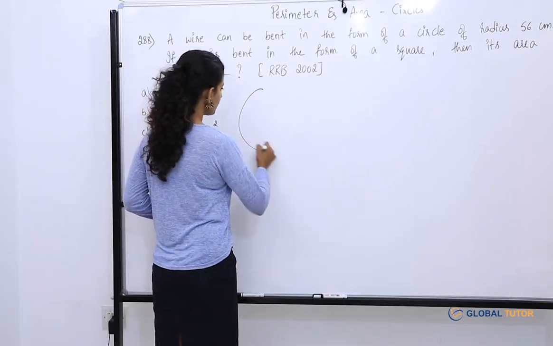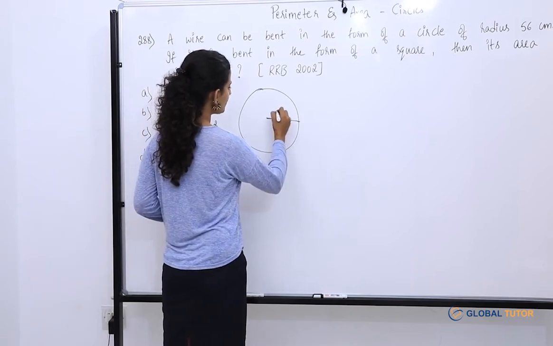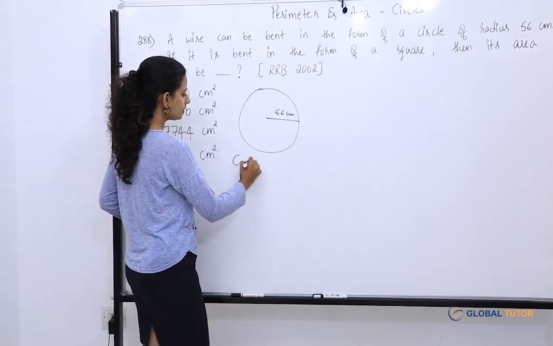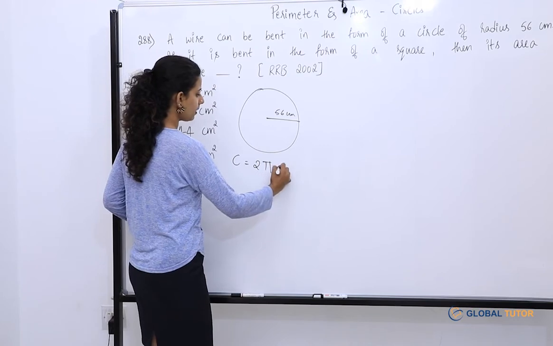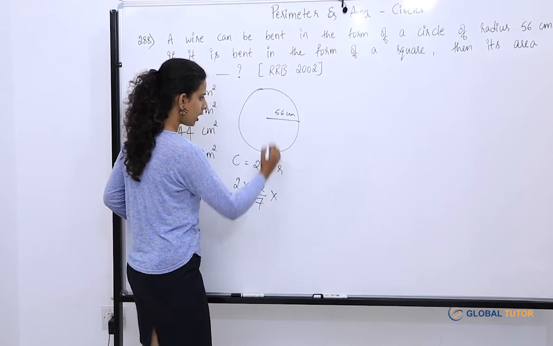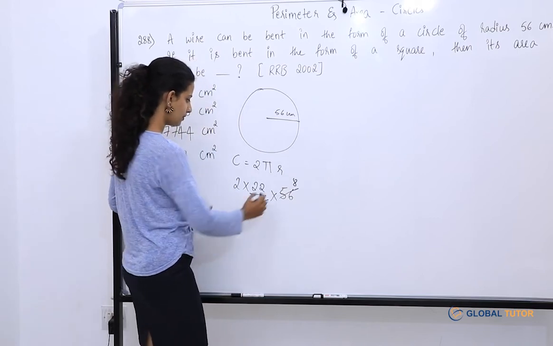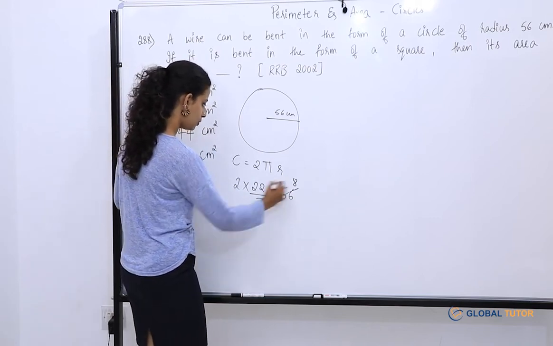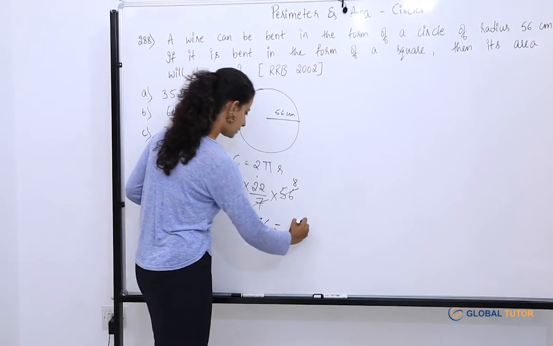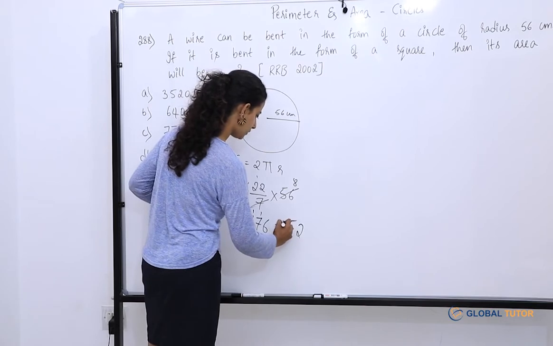There is a wire which is being bent to make it a circle with a radius of 56 centimeter. We know that circumference of a circle is 2 pi r, which is 2 into pi is 22 by 7 into r is 56 centimeters. So 7 8s are 56. So this, when you multiply it, 8 2s are 16, 16 plus 1 is 17. 2 6s are 12, 2 7s are 14 plus 1 is 15, 2 1s are 2, 2 plus 1 is 3.